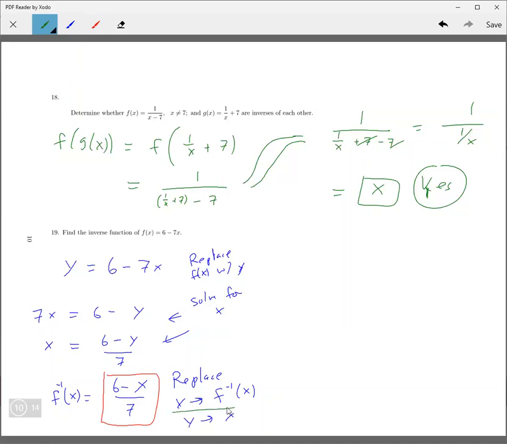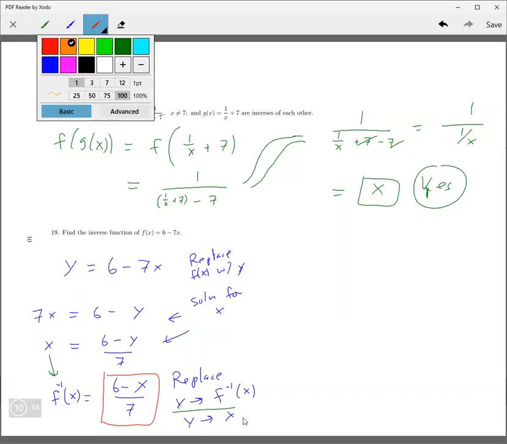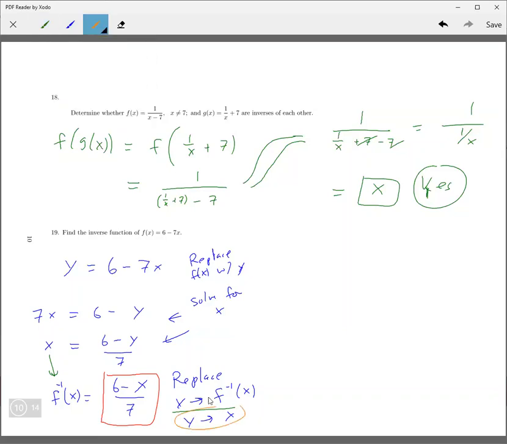Okay, so this right here is this one, and this right here is this one. Just replacing those back.